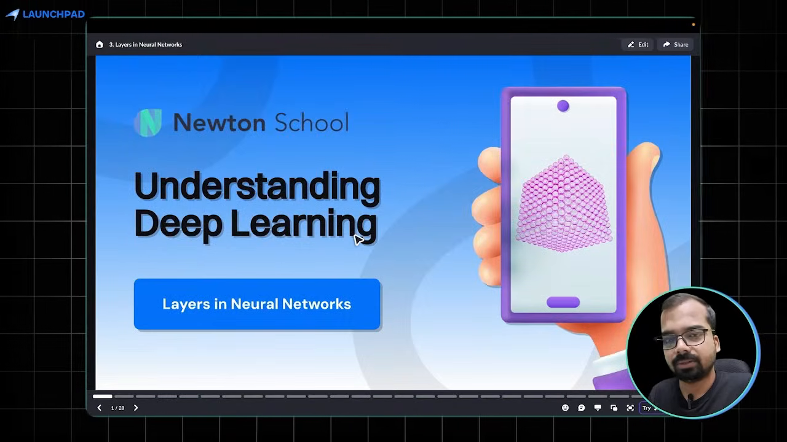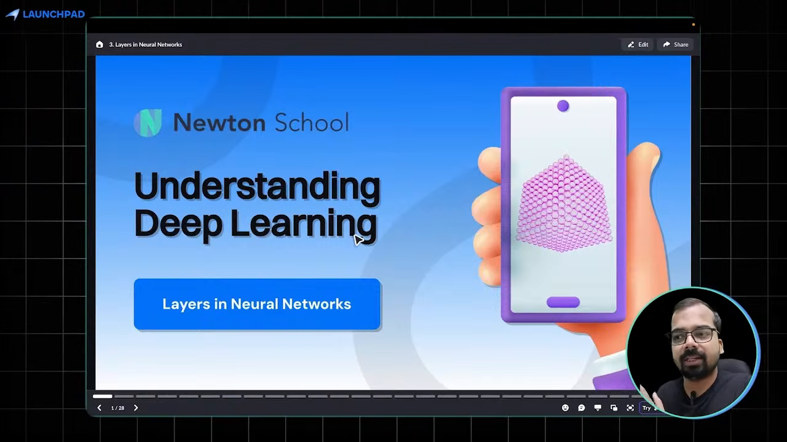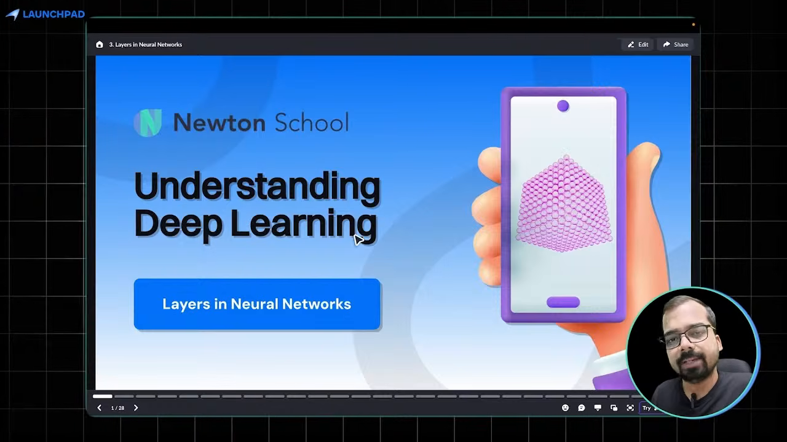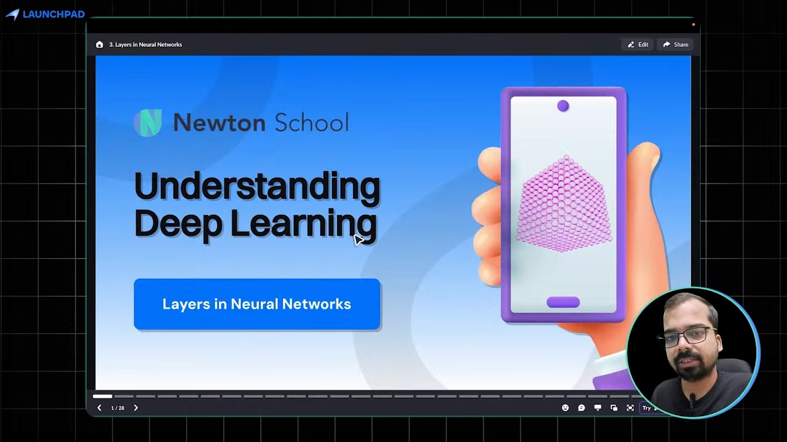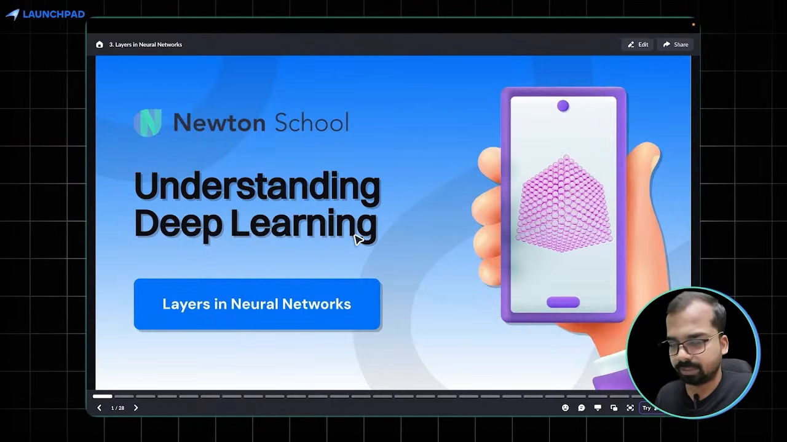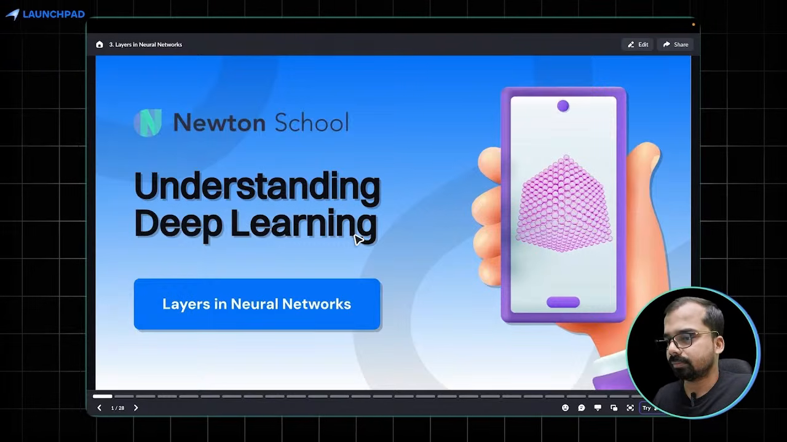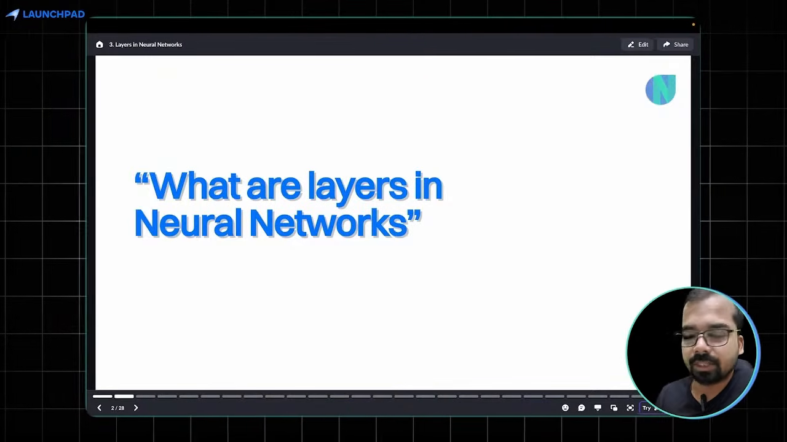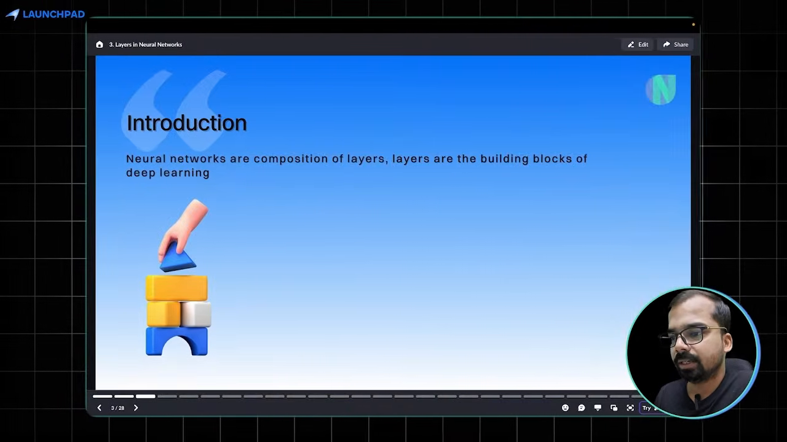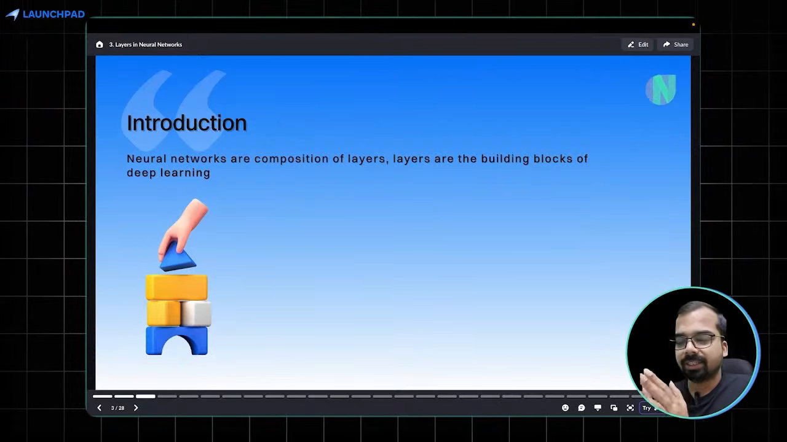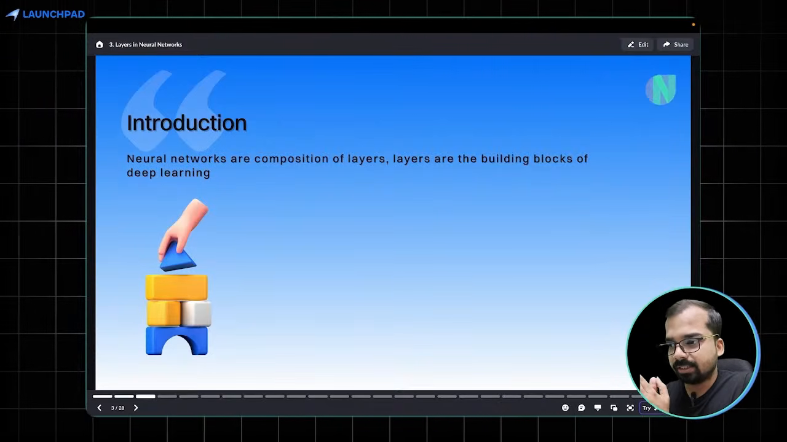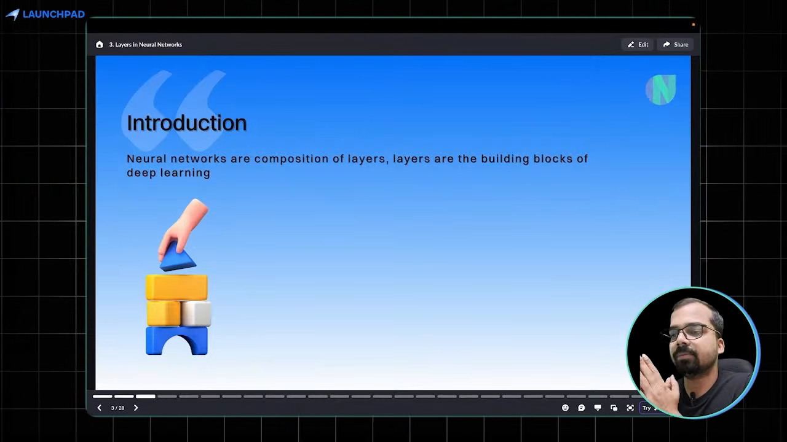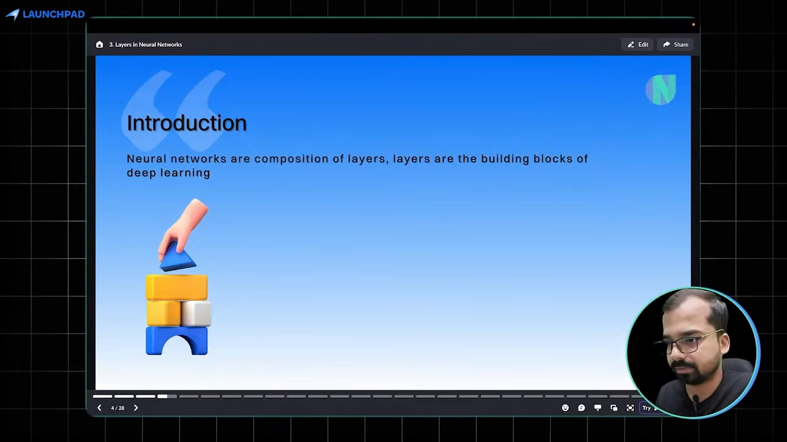We will see how these perceptrons are arranged layer by layer to create a neural network, and we'll also go through the different types of layers that are present in neural networks on a very high level. So let us get started. So what are layers in neural networks? Neural networks are basically composition of layers, and the layers are composed of perceptrons. So layers also form a building block of deep neural networks.